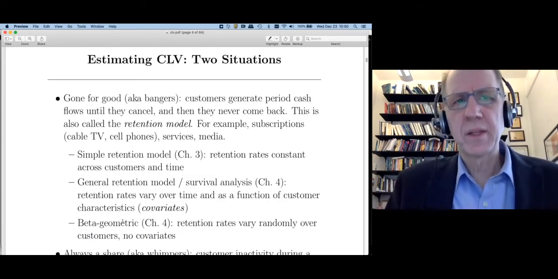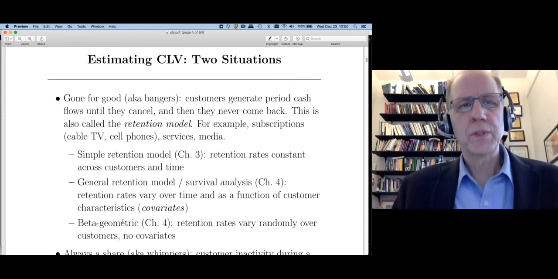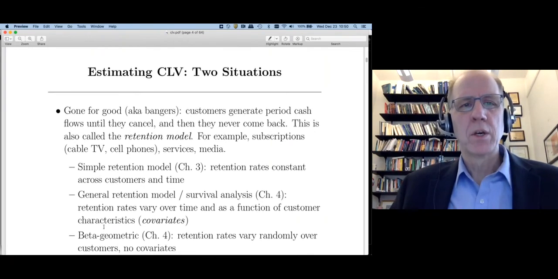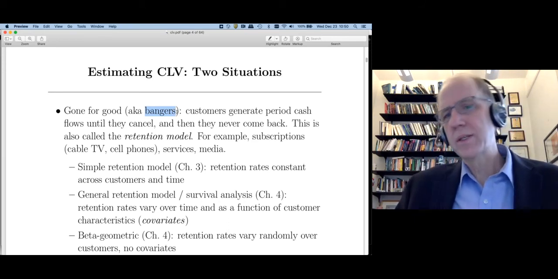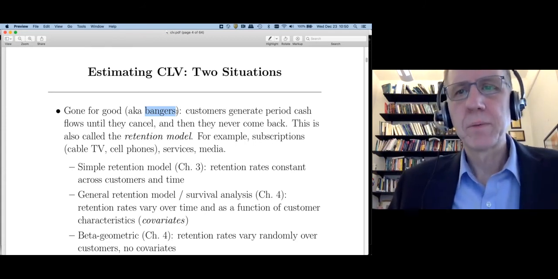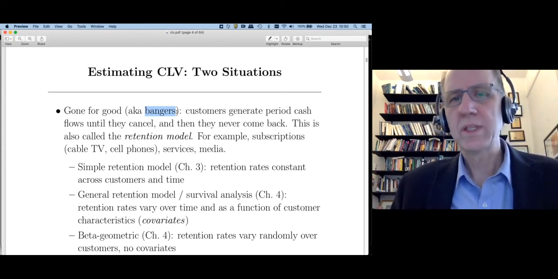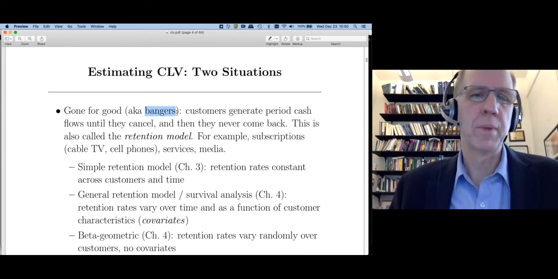So how do we estimate lifetime value? Well, in this module, we're going to cover two different situations. One is called the gone for good situation. The other is always a share. So gone for good is where the relationship ends in a bang. So in these settings, customers will provide some cash flow every period until they cancel. And once they cancel, they never come back. We're going to be calling this the retention model.